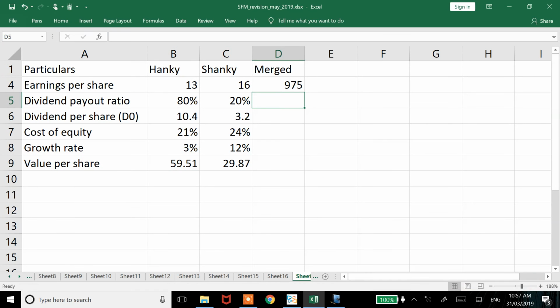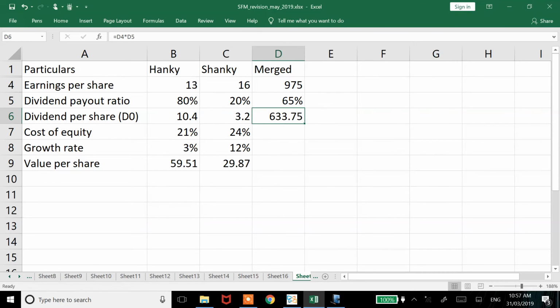So this is going to become 65%. See, whether you do calculation at a single share level or at an overall level, the answer is going to remain same. If you do at a single share level, you get the MPS. If you do at an overall level, you get the overall value. So 65%.